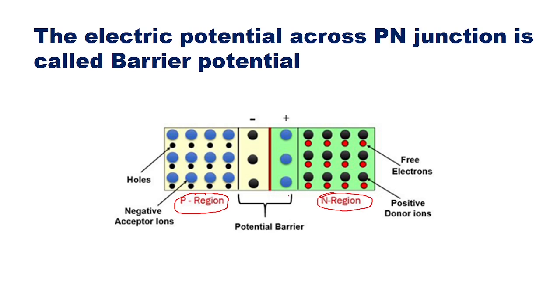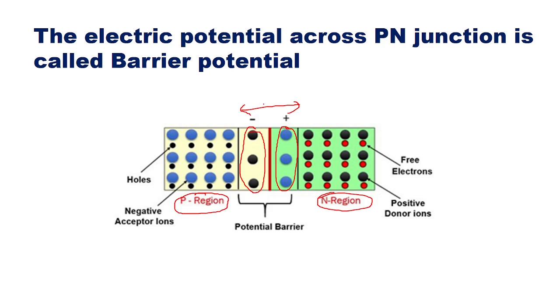majority charge carriers. And when we join the PN junction, the P-type material holes will cross over to the N-type region, and N-type region electrons will cross over to the P-type region. As these majority charge carriers move, there is accumulation of immobile ions at the junction. Here you can see the negative ions, and here you can see the positive ions, and therefore we have an electric potential at the junction, and this electric potential is called the barrier potential.